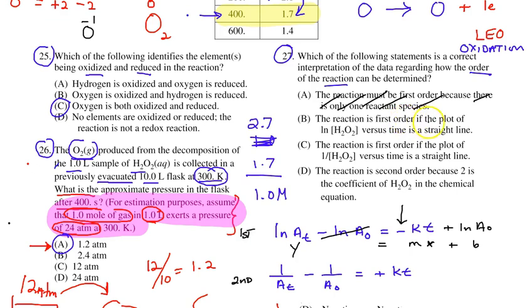The reaction is first order if the plot of the ln of, that's our A, okay, versus time is a straight line. They were nice. They didn't even say negative slope, and that's why that's the answer.